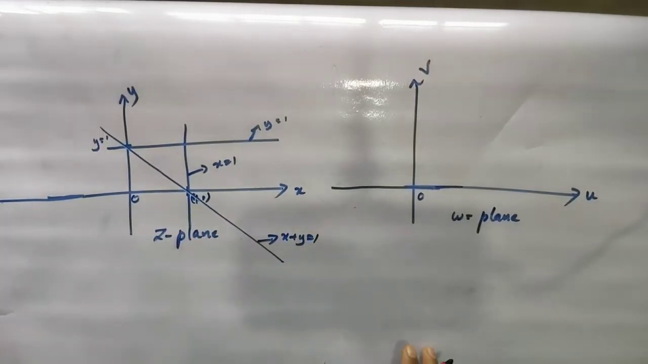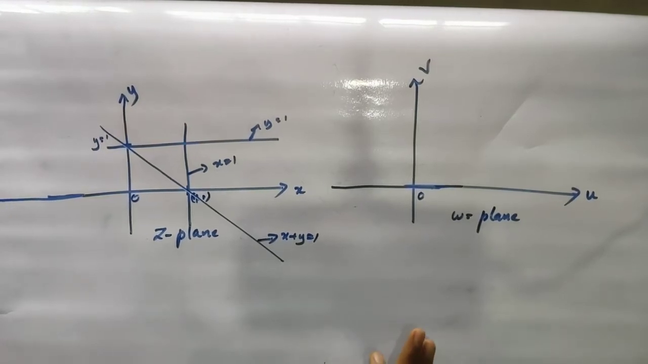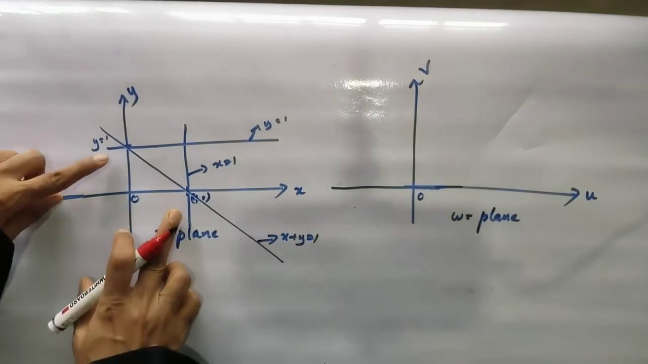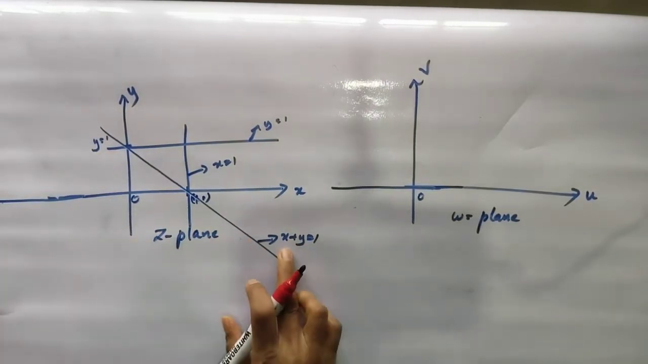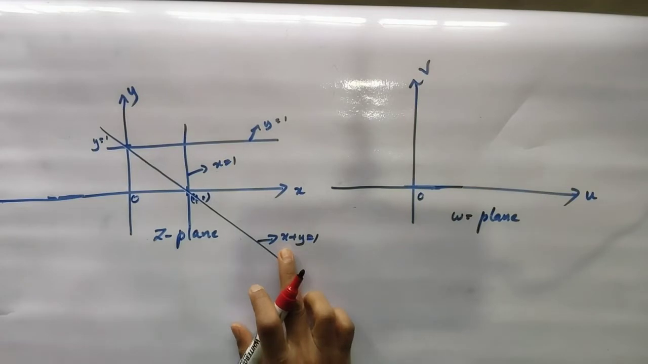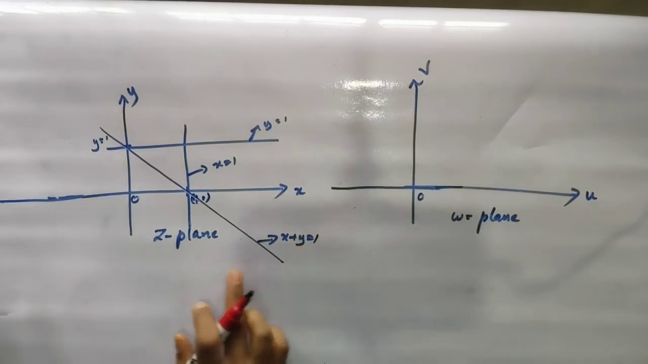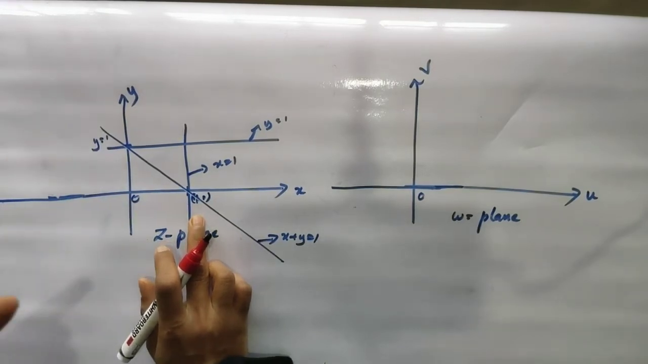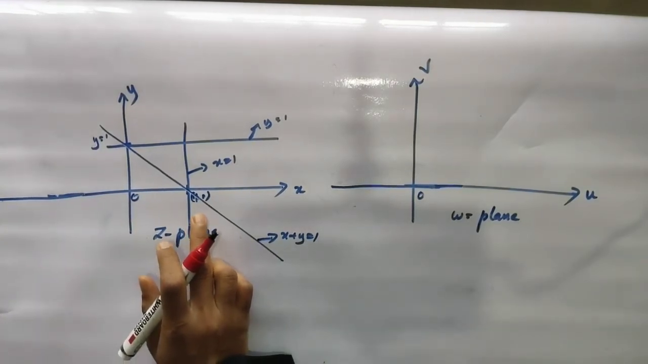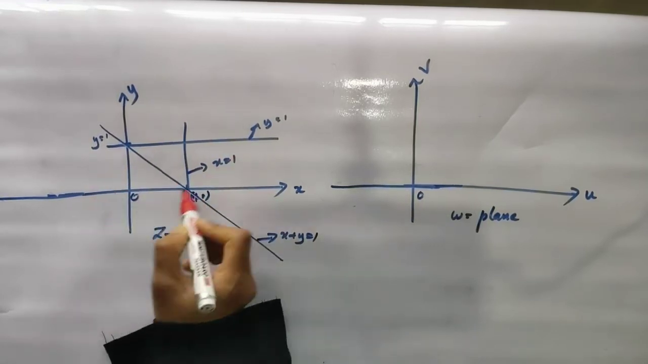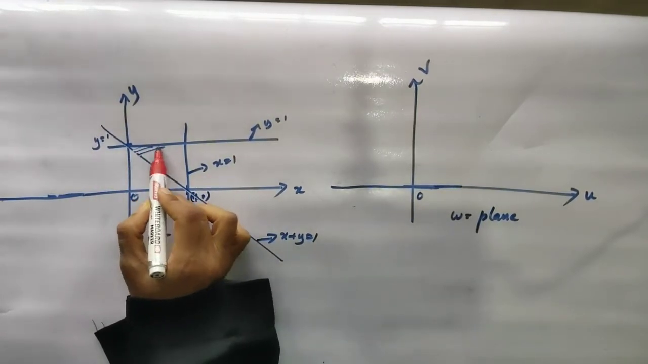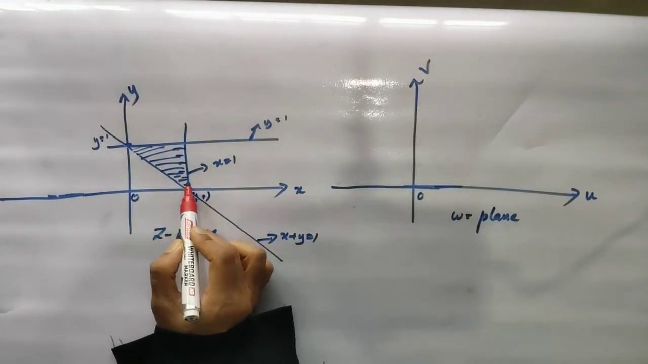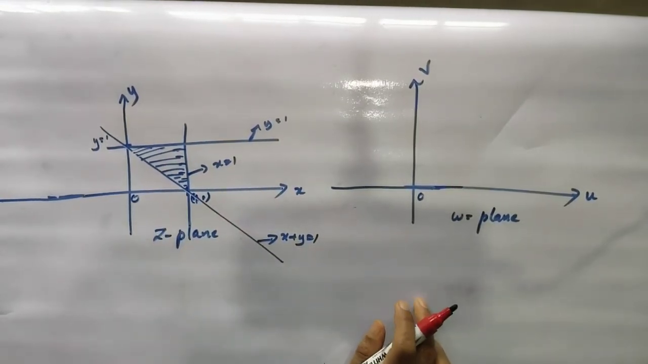So he is asking us to find the image of the region bounded by these three lines. One is x plus y equals 1. I hope you can understand how to draw it. Just put x equals 0, you get y equals 1. And if you put y equals 0, you get x equals 1. It is passing through these points on the x-axis and y-axis. Once you get 2 points, you can easily join them to get your line. So the region bounded by all three lines is this. This is the region, and we have to find the image of this region in the W plane under the given transformation.